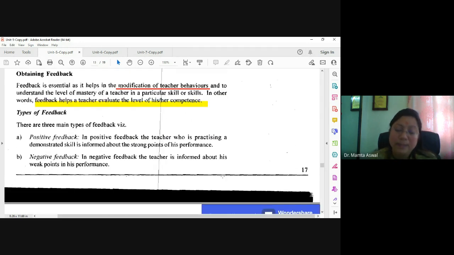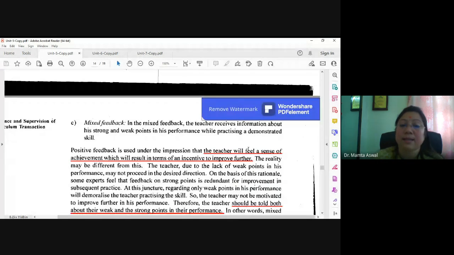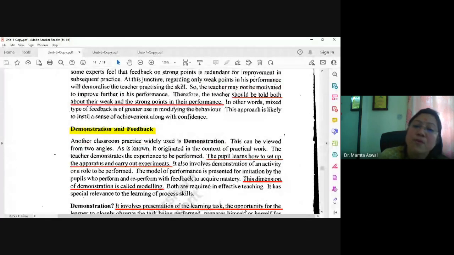But if the head is providing feedback to the teachers, then it is to be noted that the head must not provide too much negative feedback. It must be provided in a positive way. If there is a weak point, it must be told in a positive way. So it is said that mixed feedback is best for the teachers so that their morale doesn't go down. So it's important to give feedback so that the teacher can improve their methods, their techniques, their teaching-learning aids, the interaction with the students, etc.